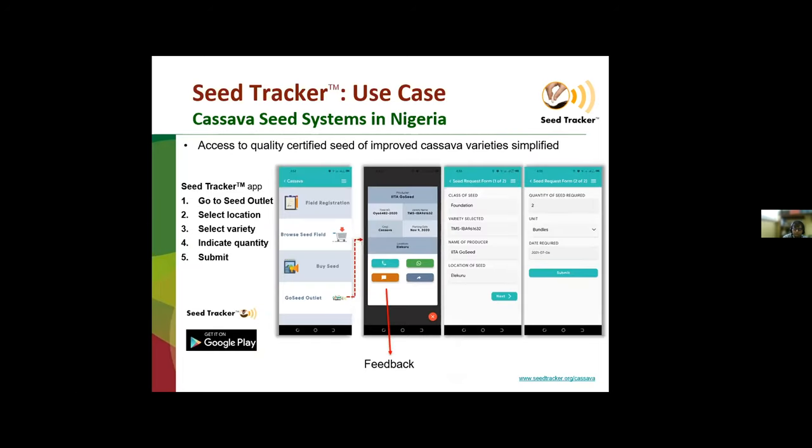Another recent addition is the development of an Android version of the seed tracker. So now the Android version of seed tracker is downloadable from Google Play. And using this app, it is possible to register seed fields. At this moment, it is only enabled for Nigeria. And it is also possible to verify the seed production based on the map-based navigation and make connection with the seed producers.